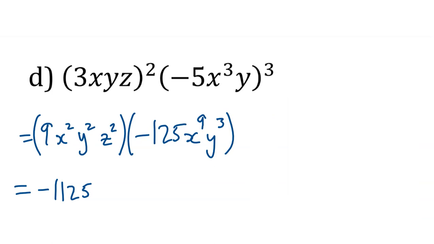X squared times x to the 9. Sorry, I said y. I don't know why. Oh my gosh. I'm losing my mind. X squared times x to the 9 is? Yeah? What'd you say? 11. X to the 11. So notice here I multiplied because it was a power of a power. And here I'm adding because you're multiplying them. Lots to remember. Y squared times y cubed is y to the 5. Again, 2 plus 3 is 5. And z, I only have that 1, so z squared.